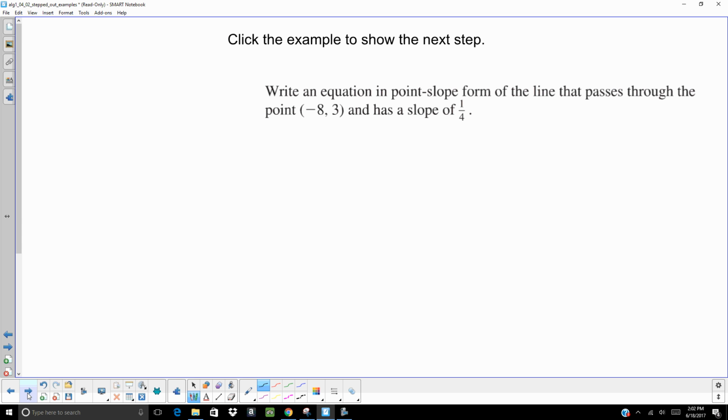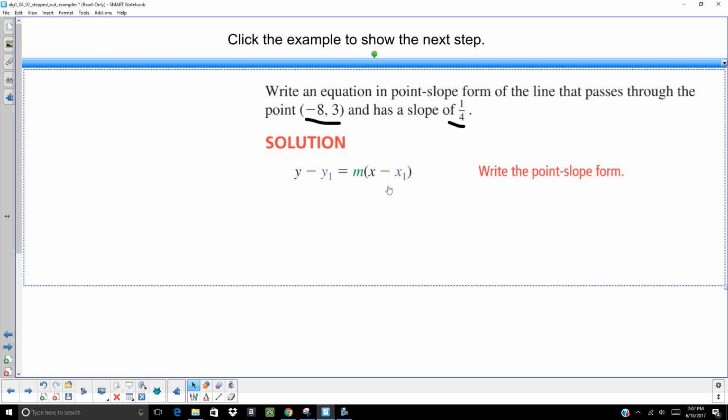So on this one, we want to write an equation in point-slope form of the line that passes through the point negative 8, 3, and has a slope of 1/4. Well, what I notice right away is they're giving me a point and the slope. As soon as I know that, I'm thinking point-slope form. So I write the equation down. y minus 3, and the 3 is my y-coordinate, equals 1/4, my slope, parentheses, x minus negative 8, and negative 8 was my x coordinate, and then I close that off.